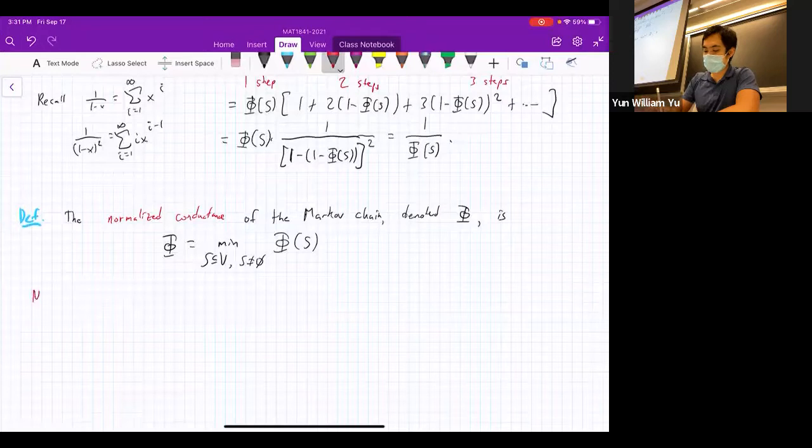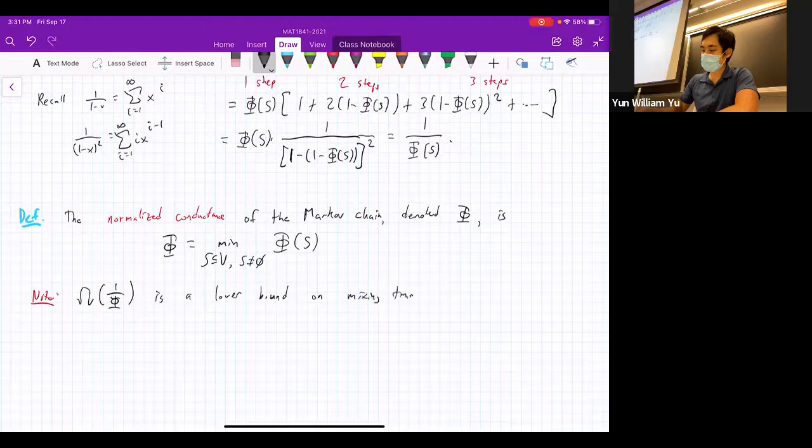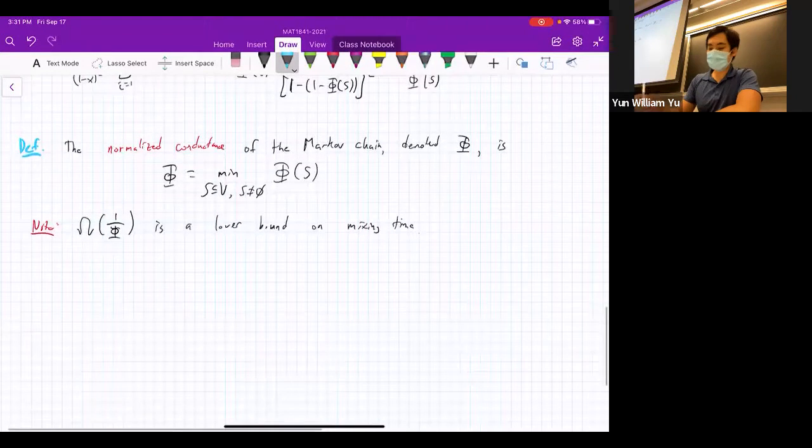And let's just write down the note I mentioned a moment ago, which is that omega of 1 over phi. So this overall conductance actually is a lower bound on the mixing time. So it will take this long. We didn't actually prove it, but we gave a heuristic argument for that a little bit ago.